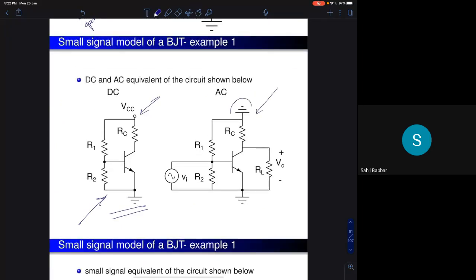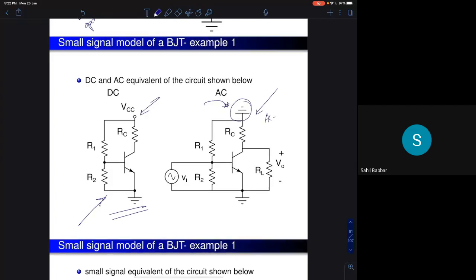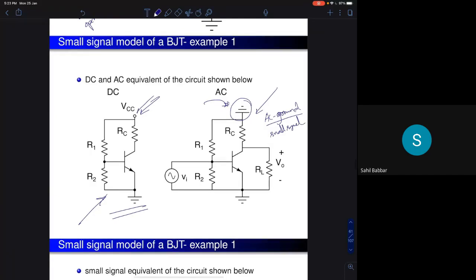Now look at this. This I have represented as ground. It means that it's not actual ground. It's called an AC ground or small signal ground. Okay, it's not a real ground. When I say a real ground, the potential doesn't change. Here, DC voltage depends on VCC. But for AC signals, this node will not have any variations at all.